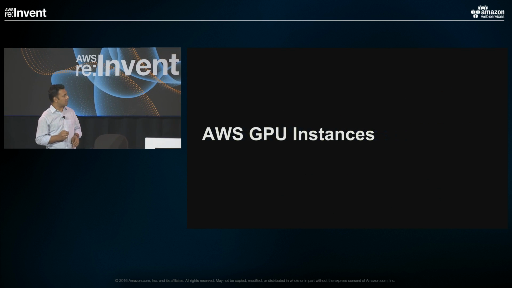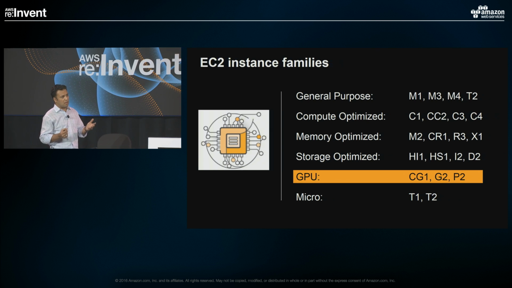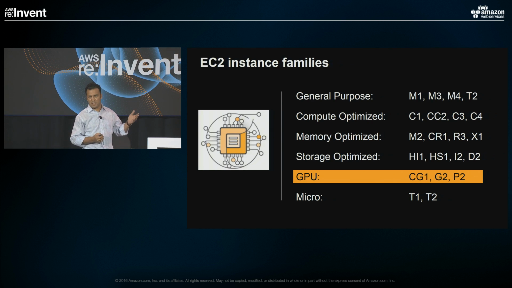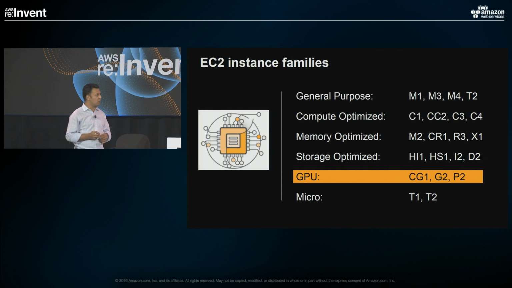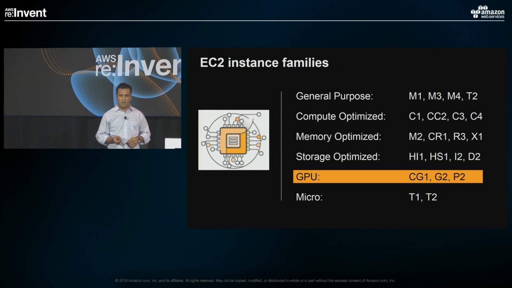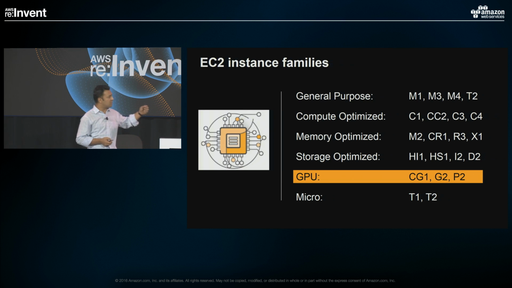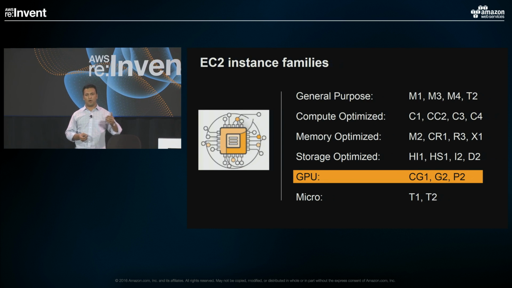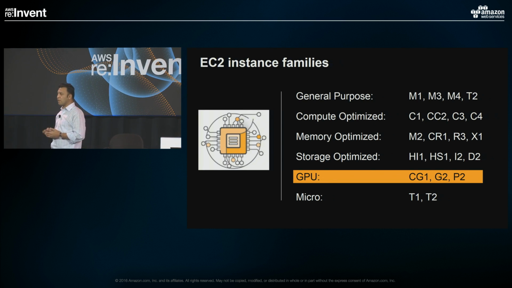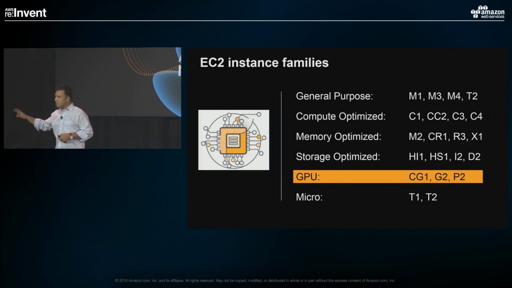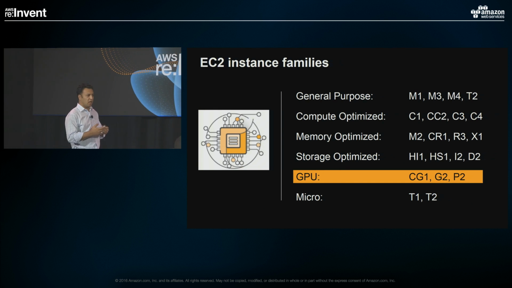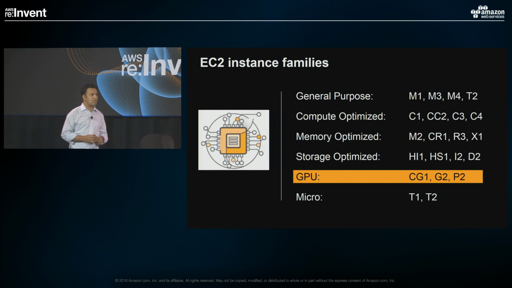AWS GPU instances. As a customer, you have multiple instance options in AWS. General purpose instances for everyday workloads. Compute optimized instances for CPU-bound workloads, memory optimized instances for your databases, storage optimized instances for big data workloads or any workloads that are storage bound. And then you also have micro instances, T1 instances, T2 instances. You can run your dev and test workloads and your websites on those instances.